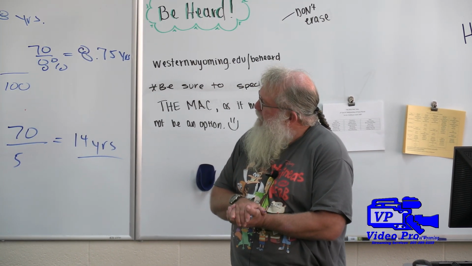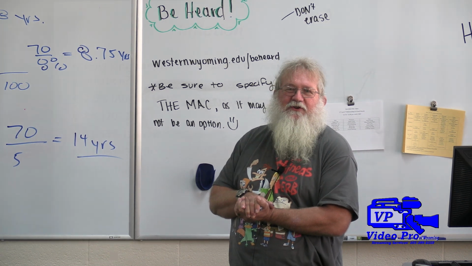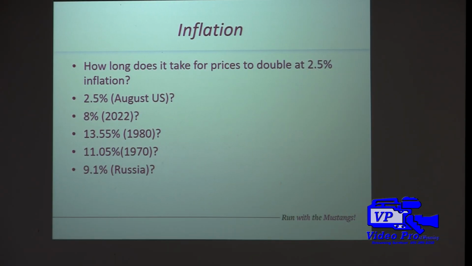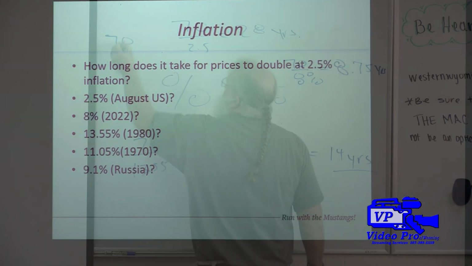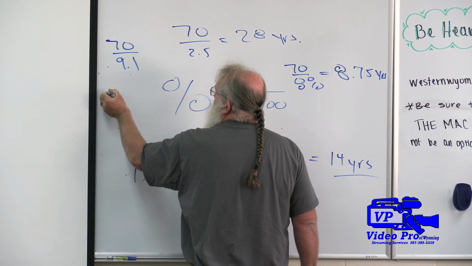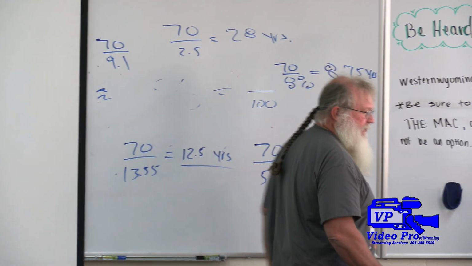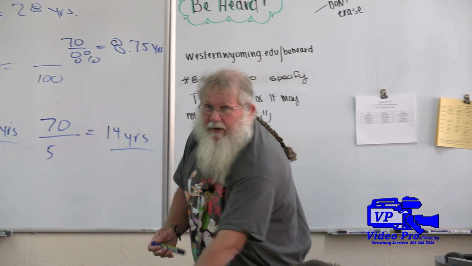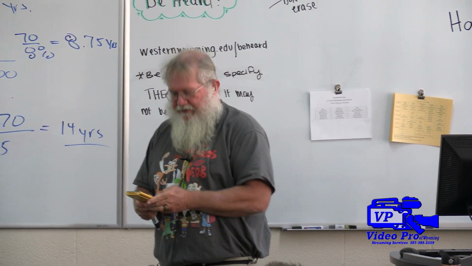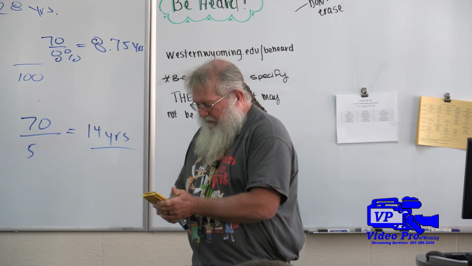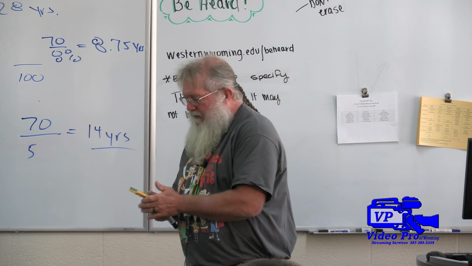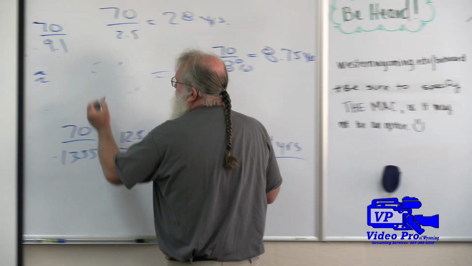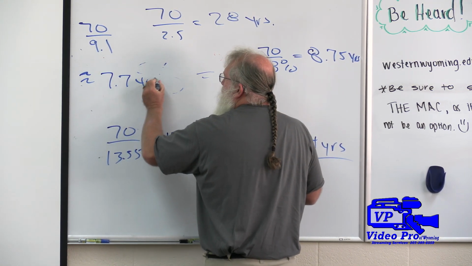So, all right. I looked up what Russia was just yesterday, and Russia's currently at 9.1% inflation. So how long before prices double in Russia? Well, we take 70 divided by 9.1. And Russia, by the way, likes to have about a 3.5% inflation, so they're high right now. 70 divided by 9.1: prices right now in Russia are doubling on average about every 7.7 years.